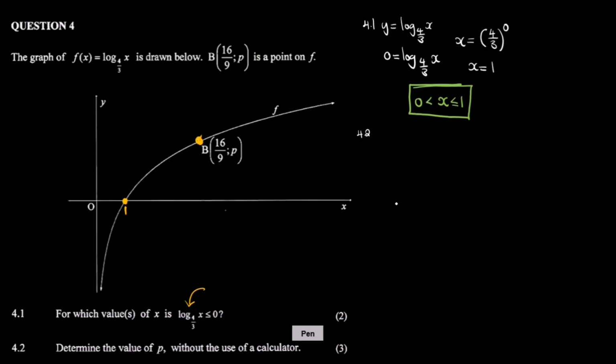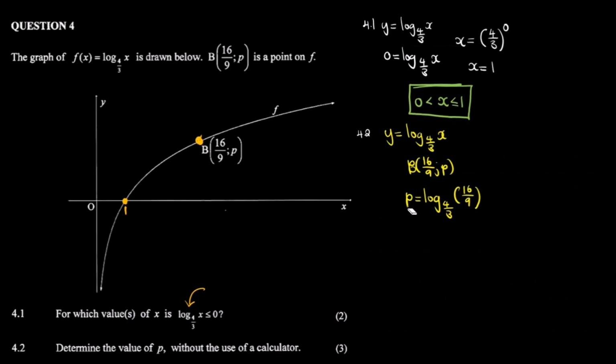Now 4.2, very, very important. They're asking us to determine the value of p without using the calculator. We know that our equation for the graph is log base 4/3 of x. So we're going to substitute the coordinates of B. We know the coordinates of B are 16/9 and p, so our y coordinate is p. So p equals log base 4/3 of x, and x is 16/9.